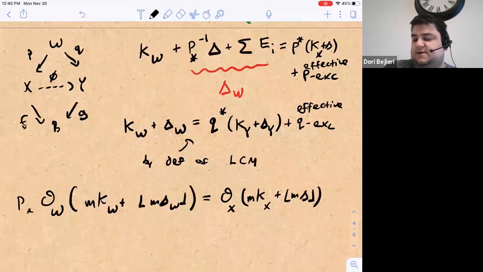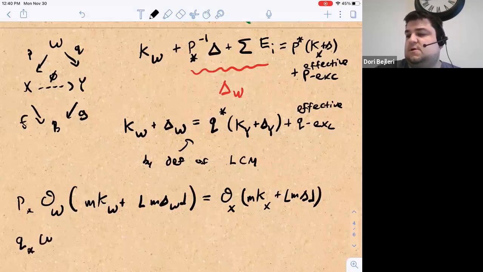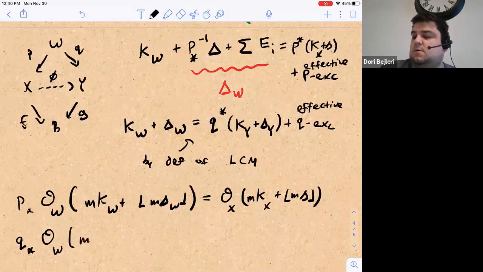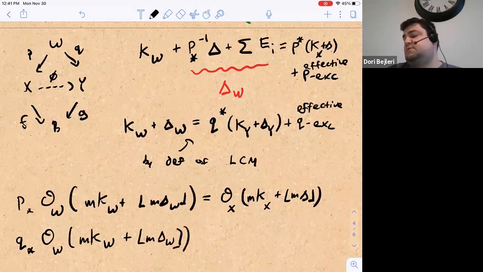And then from the second equation, we can push forward to Y, and we get that the push forward to Y now of m K_W + m round down of Δ_W is, again, something that's pulled back plus q-exceptionals, and so we just get the sections of the thing we're pulling back.